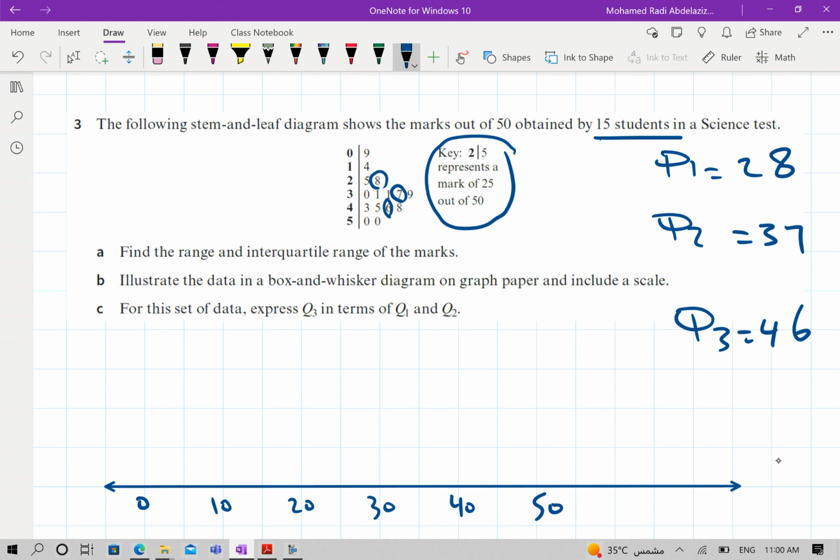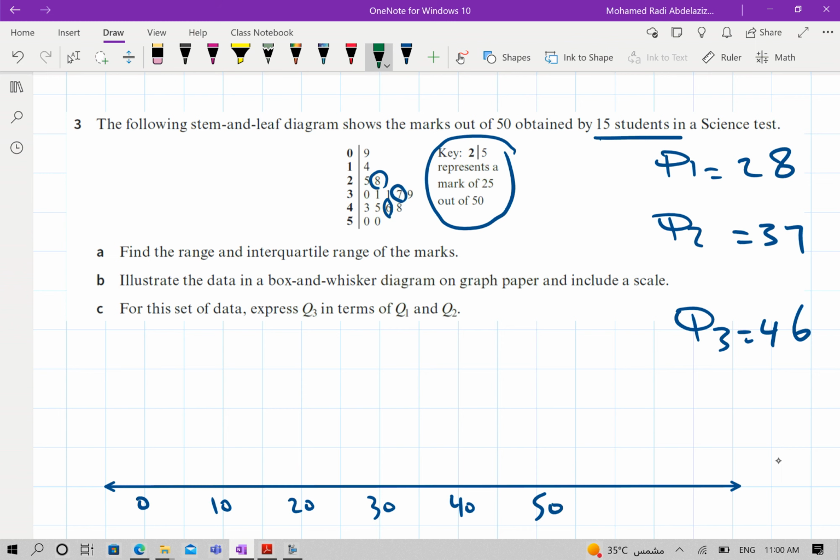But inshallah, after explaining how to identify the outliers, we can plot the outliers first, then draw the box and whisker. But this point is not included in the Cambridge syllabus. If you study the Edexcel syllabus, it's included. We need 5 values only.